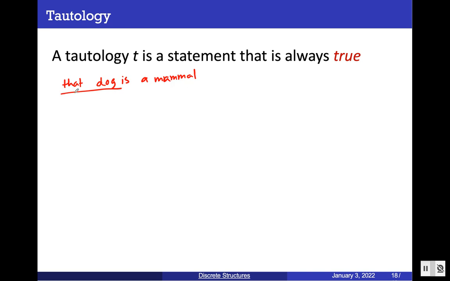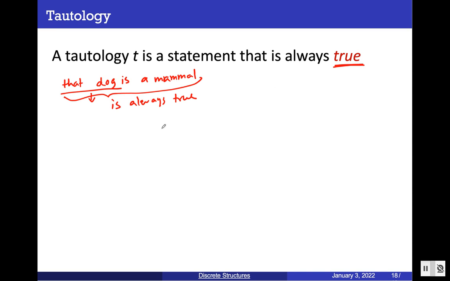Okay, so if there is a statement like that which is always true, that means this is a tautology. So we don't have to think about which dog I am actually talking about. I do not have to look at the dog. I will know that he is talking about some dog, and yes, every dog is a mammal. So that means this statement is always true. Say, a tautology is a statement that is always true.